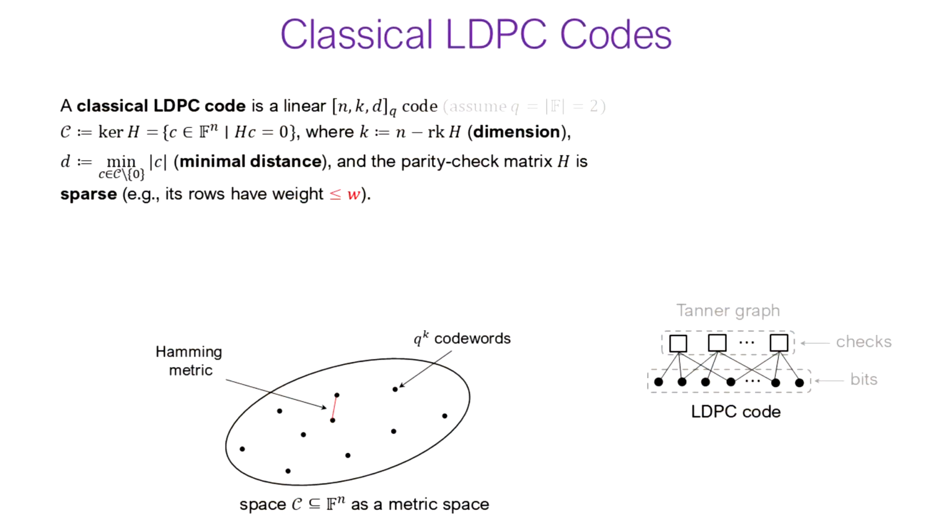These are very standard definitions. So a classical LDPC code is just a classical code defined by a sparse parity check matrix. As usual, we have Hamming metric, we have minimal distance, and the restriction here is that, so what I mean by low density matrices, I mean that all rows, and I also assume that all columns, have limited weight.